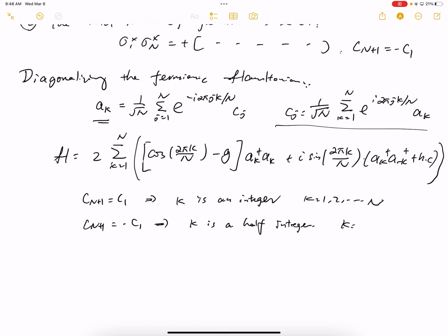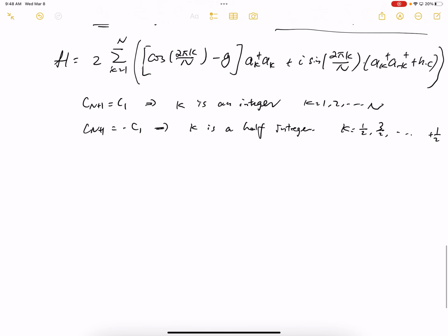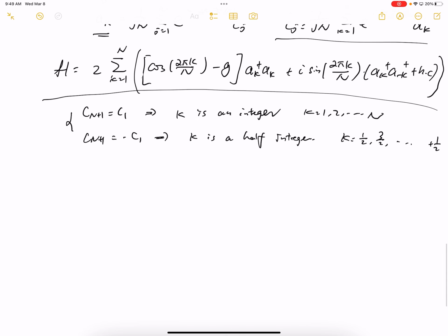So k is basically equal to 1/2, 3/2, all the way to n plus 1/2. This is a small nuance we have to deal with because of the periodic boundary condition. But in any case, the Hamiltonian takes the same form. The only difference between these two cases, which depends on the total number of fermions being even or odd, is basically the choice of k, whether k is integer or half integer.